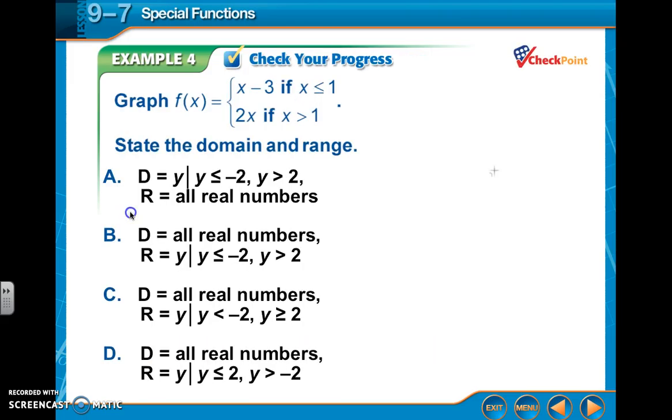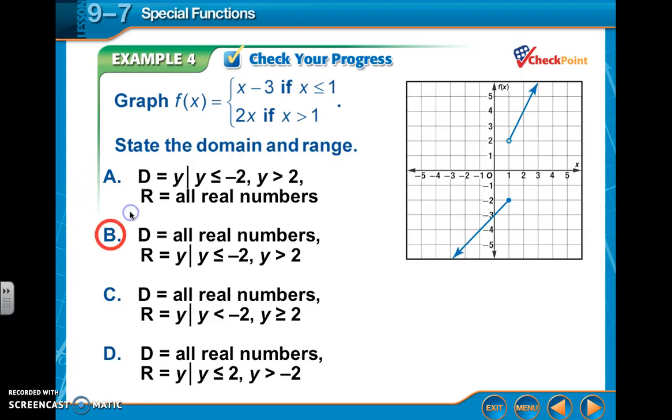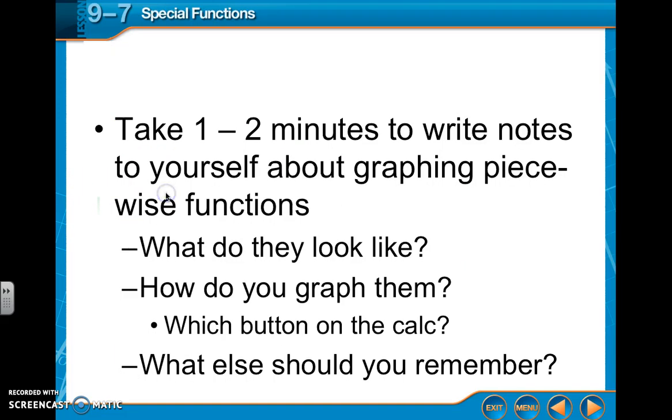Okay, so we're going to skip this one. Sorry about that, because I want to have you write down your notes. So take 1 to 2 minutes to write notes to yourself about graphing piecewise functions. Do that in the notes section of your flashcard. We will take a couple other notes next class just on a couple different other kinds of functions, but I just want you to remember the most important thing is to use the calculator to plot all the points that you can possibly fit on the graph.